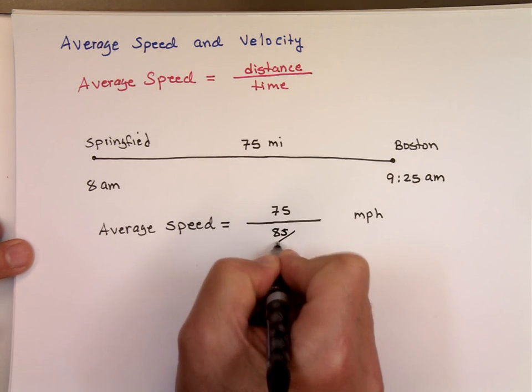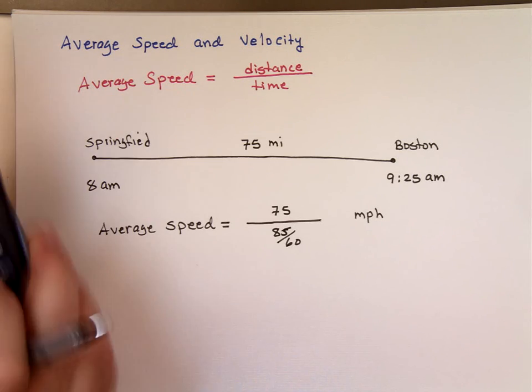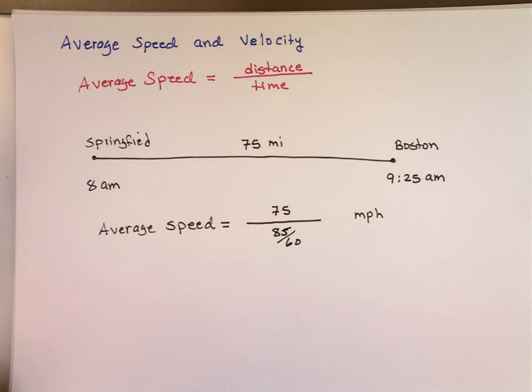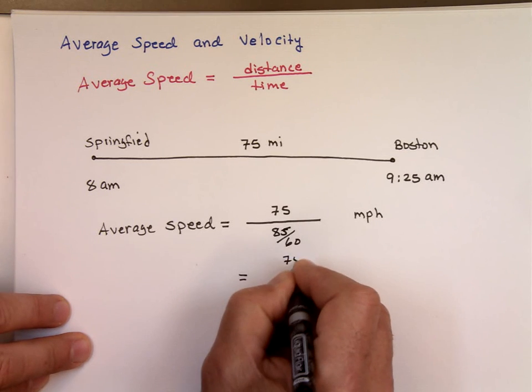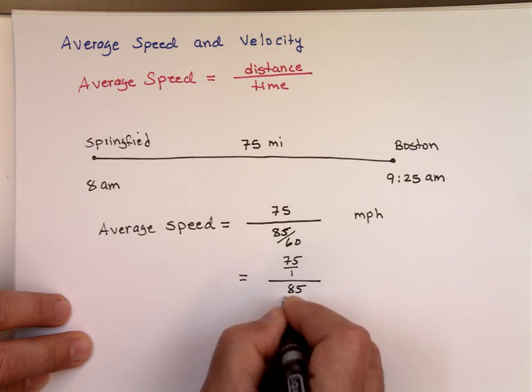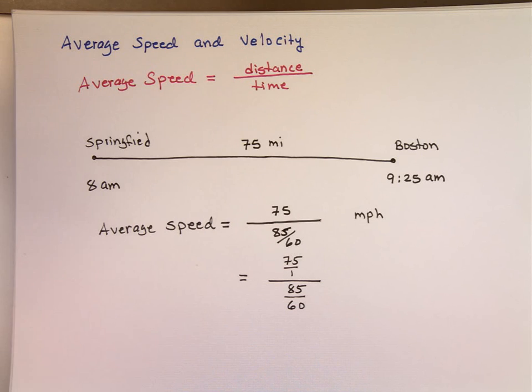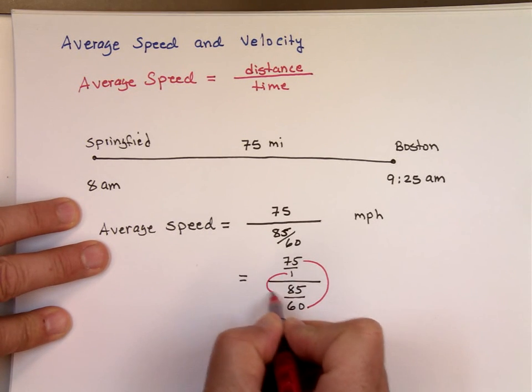That's 85 over 60 to change it to hours, because it was 85 minutes. So how many hours is that? That's 85 over 60. And if you want to divide the 85 by 60 first, go ahead. Or if you're really good in math, you can do this. The 75 is 75 over 1, divided by 85 over 60. And there's a quick way to simplify when you're dividing a fraction by a fraction. It's called the outside over the inside.